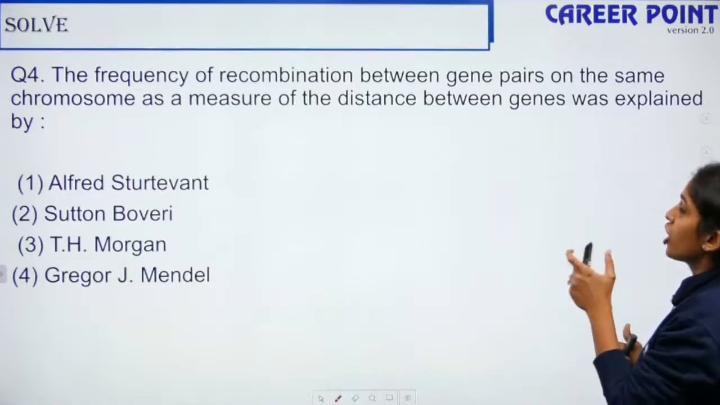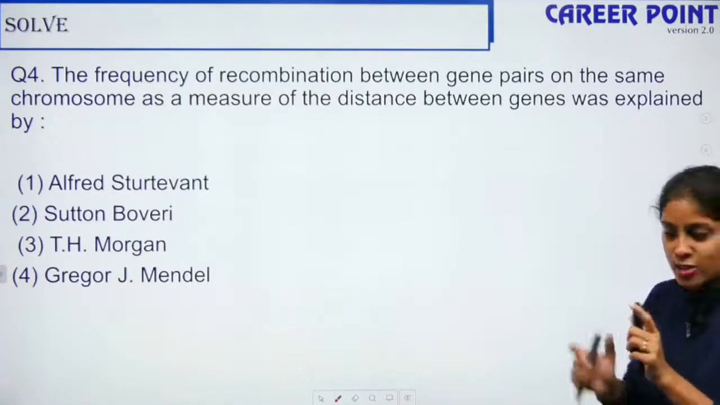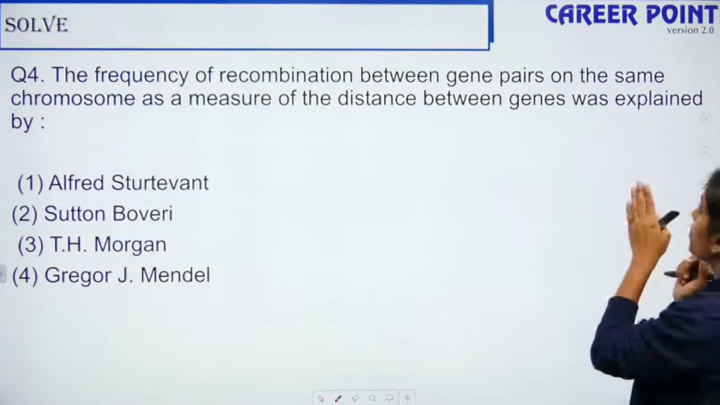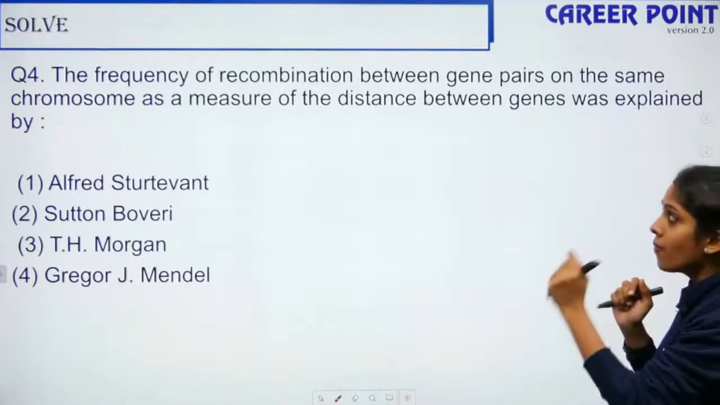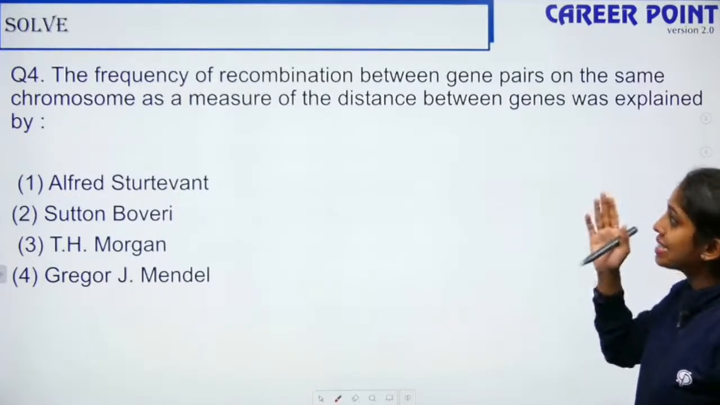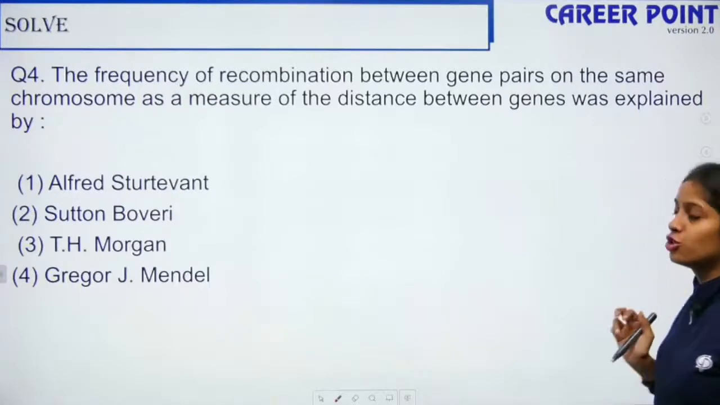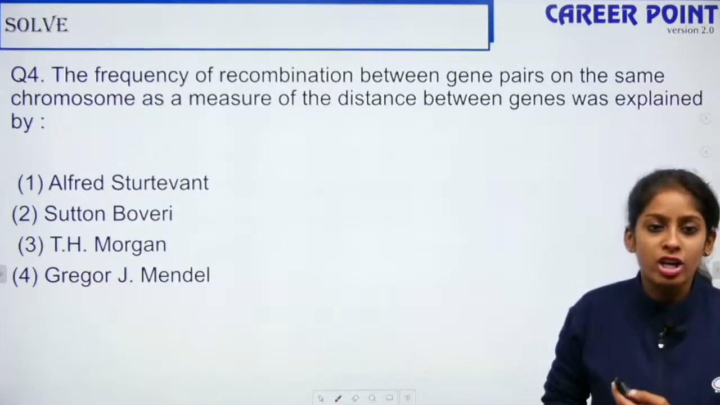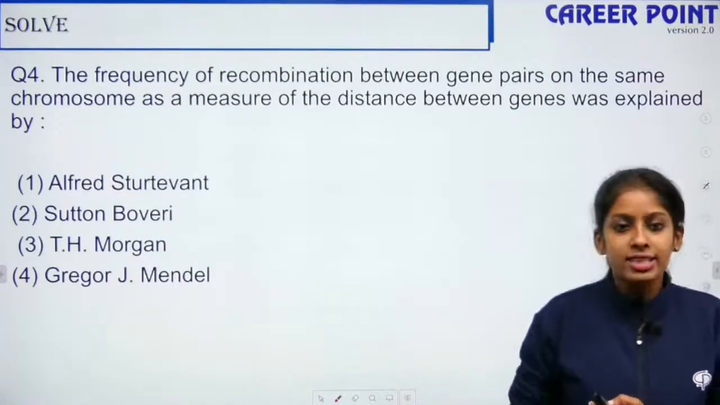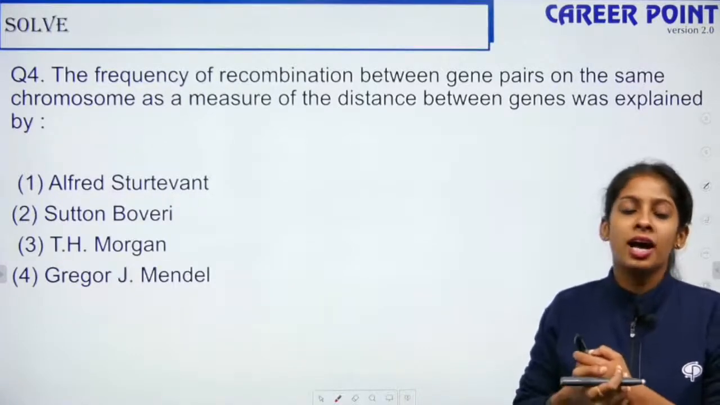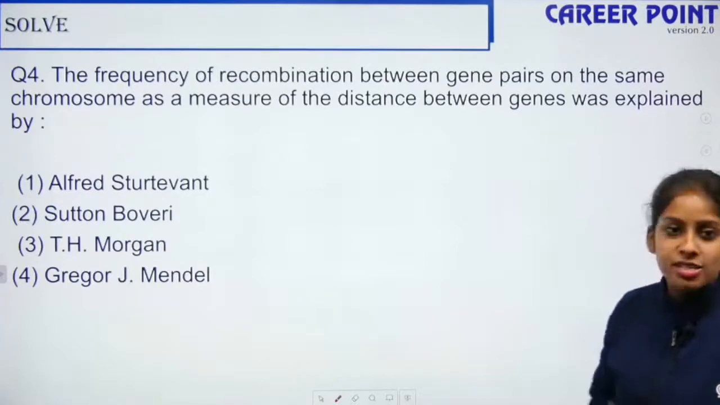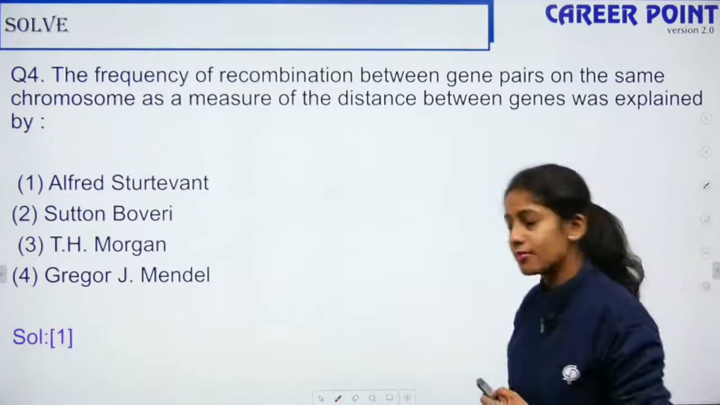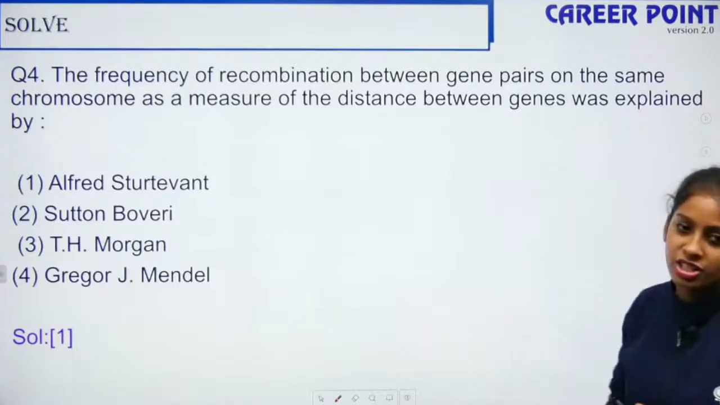The frequency of recombination between gene pairs. So I have two genes, and the frequency of recombination between the two genes on the same chromosome as a measure of the distance between genes was explained by. So this talks about linkage and recombination. Yes, you're right, Dharani. It means like your hen, duck, etc. Yes, who gave this? T.H. Morgan. Okay, so this I have not taught you.